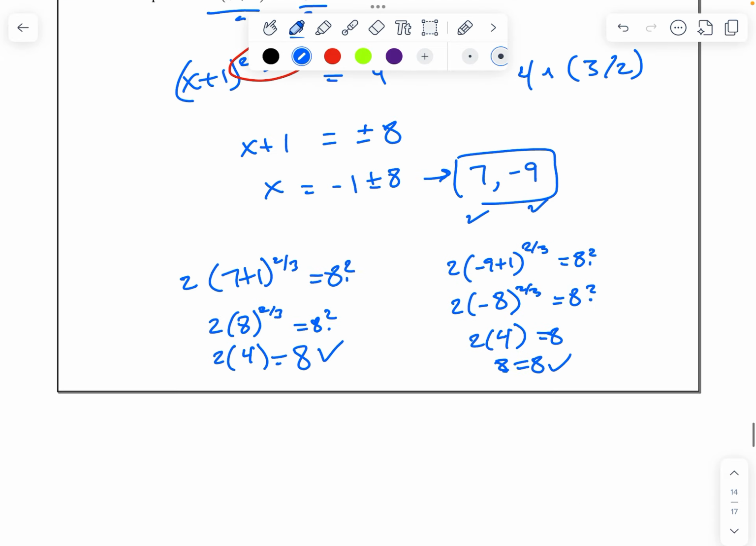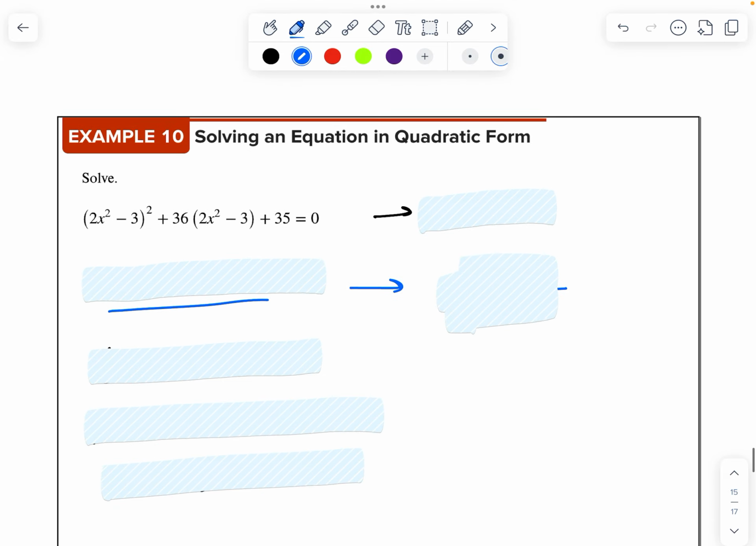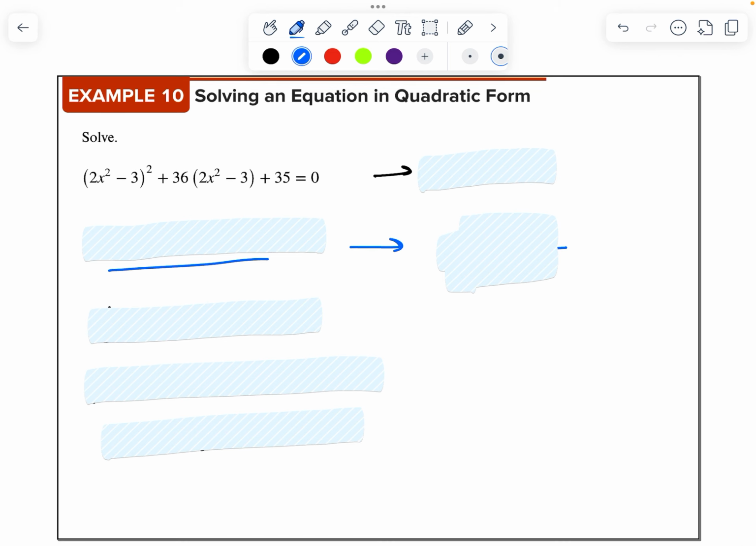All right, we have other equations where they don't look like a quadratic, but they are a quadratic, right? If I look at this as if this was x squared plus 36x plus 35 equals 0, you would know how to solve this equation, right? I could even change the variable and say, if this was u squared plus 36u plus 35 equals 0, all we would do is star method. And that's exactly what we have.